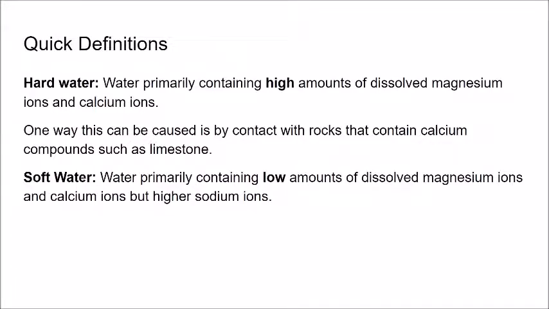So here are some quick definitions for you. Hard water is water primarily containing high amounts of dissolved magnesium ions and calcium ions, and soft water is the opposite, water which primarily contains low amounts of dissolved magnesium ions and calcium ions, but also contains high amounts of sodium ions. Hard water can be caused by contact with rocks that contain calcium compounds such as limestone, for example rainwater running down a hill, touching rocks, into a river or something.